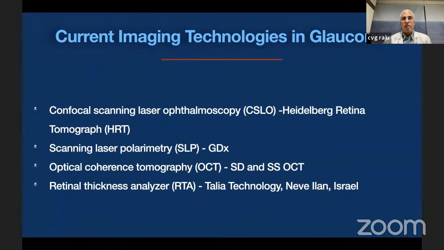Coming to the imaging, the current imaging technologies in glaucoma are the confocal scanning laser ophthalmoscopy, CSLO. That is the technology the Heidelberg HRT uses. Then the scanning laser polarimetry, that GDX uses that technology. And the most widely used is the optical coherence tomography, that is OCT. This is more practical and popular because it can be used in other retinal and posterior segment diseases, so that it becomes more viable, and it is more useful for every practitioner.